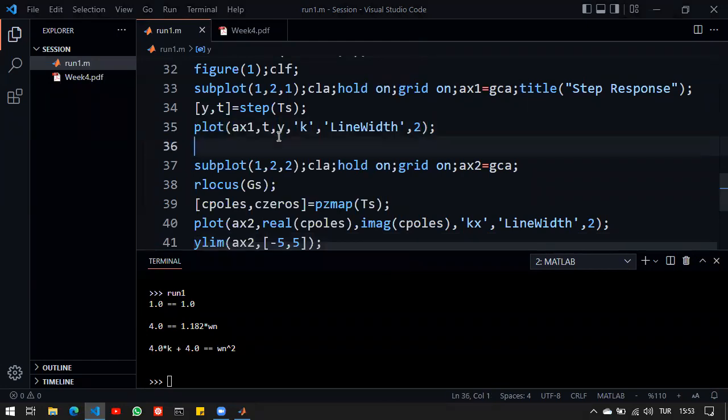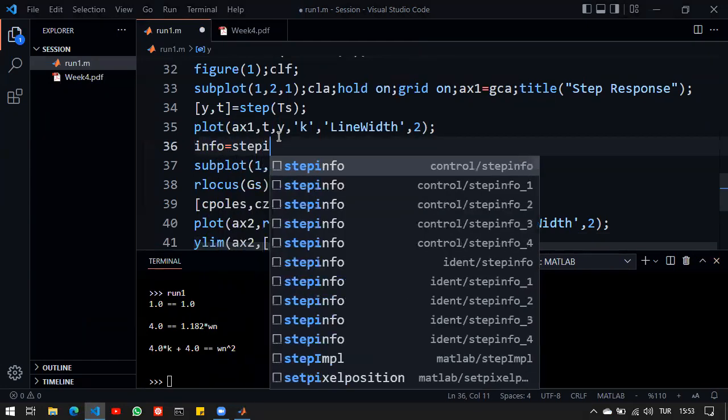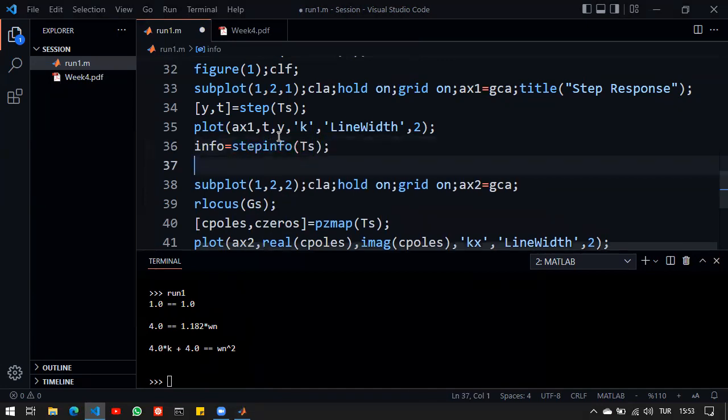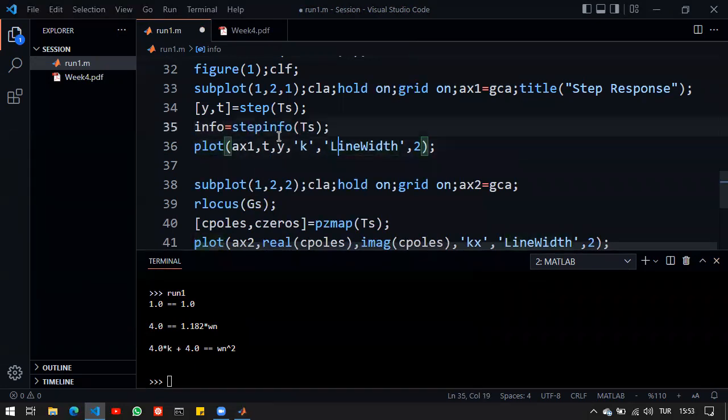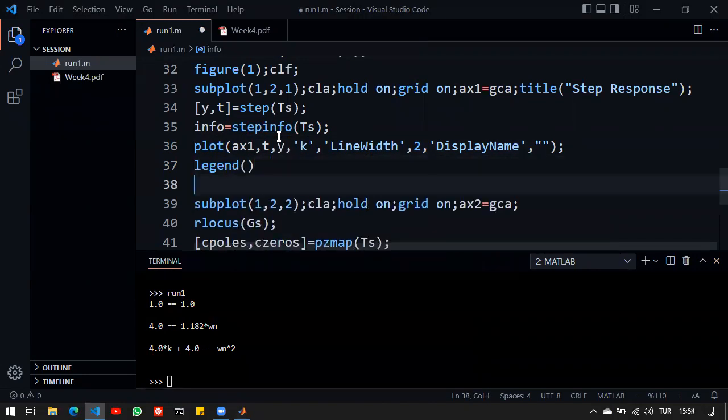And here I can go ahead and look for the step info of TS of the closed loop, and then maybe use, so let me change it a little bit. I can use something called display name here. And in this display name, I can provide something that will be then shown on the legend here. If I say show, that's going to show this message for this plot here.